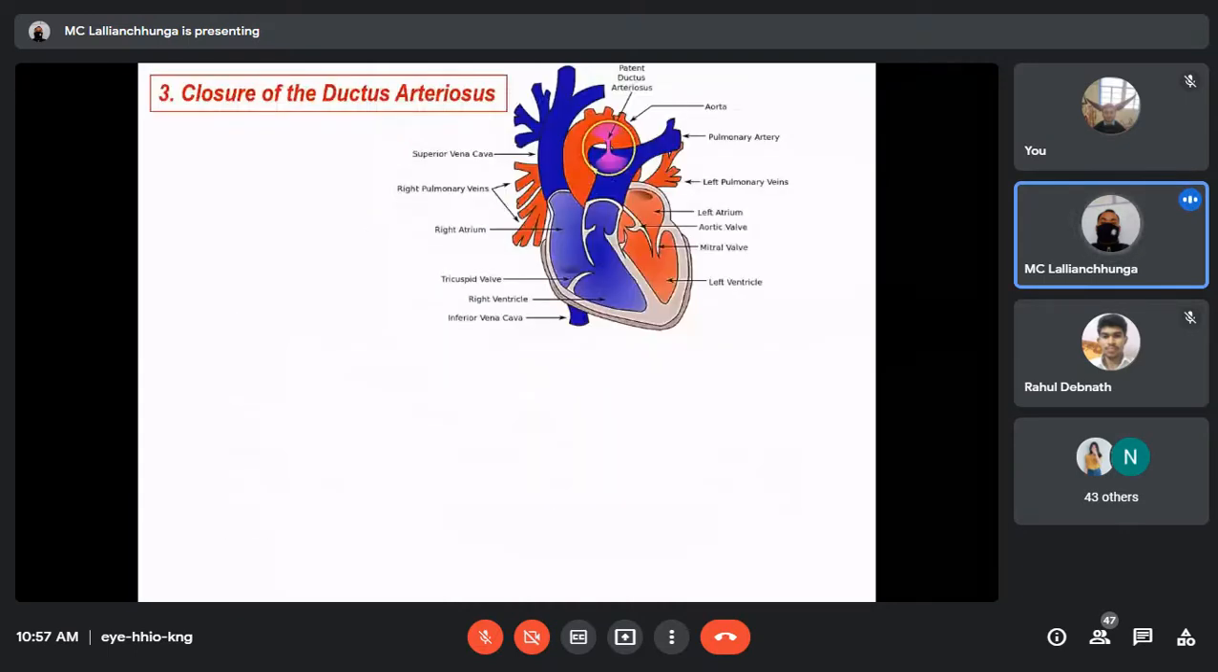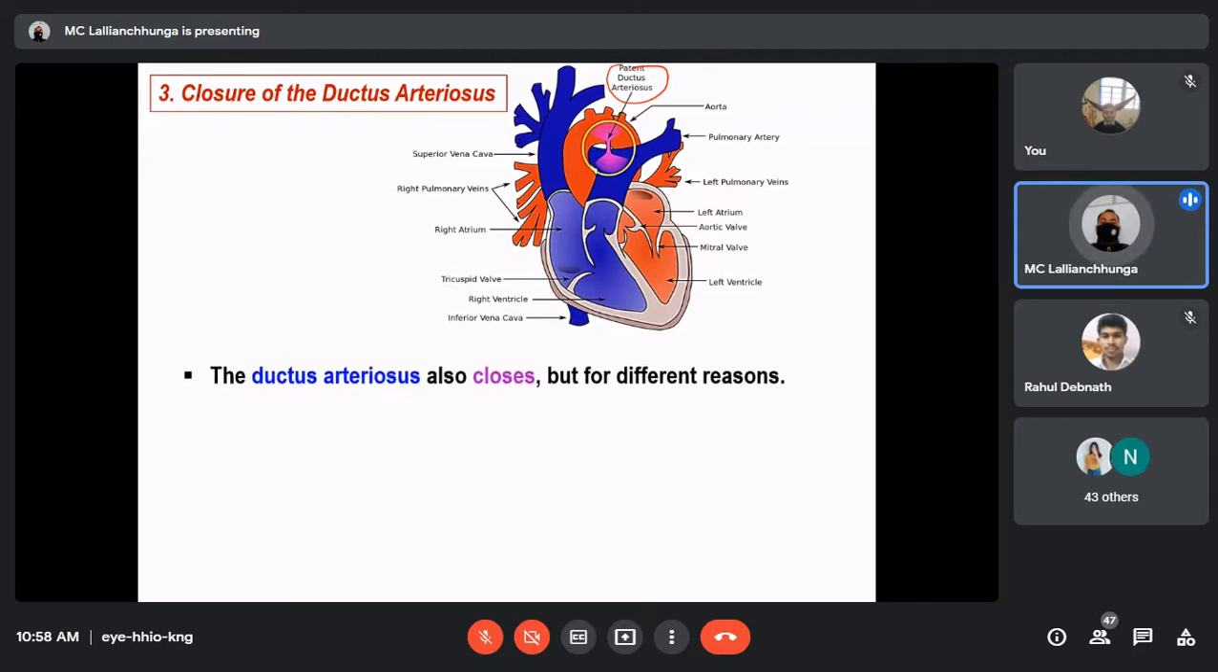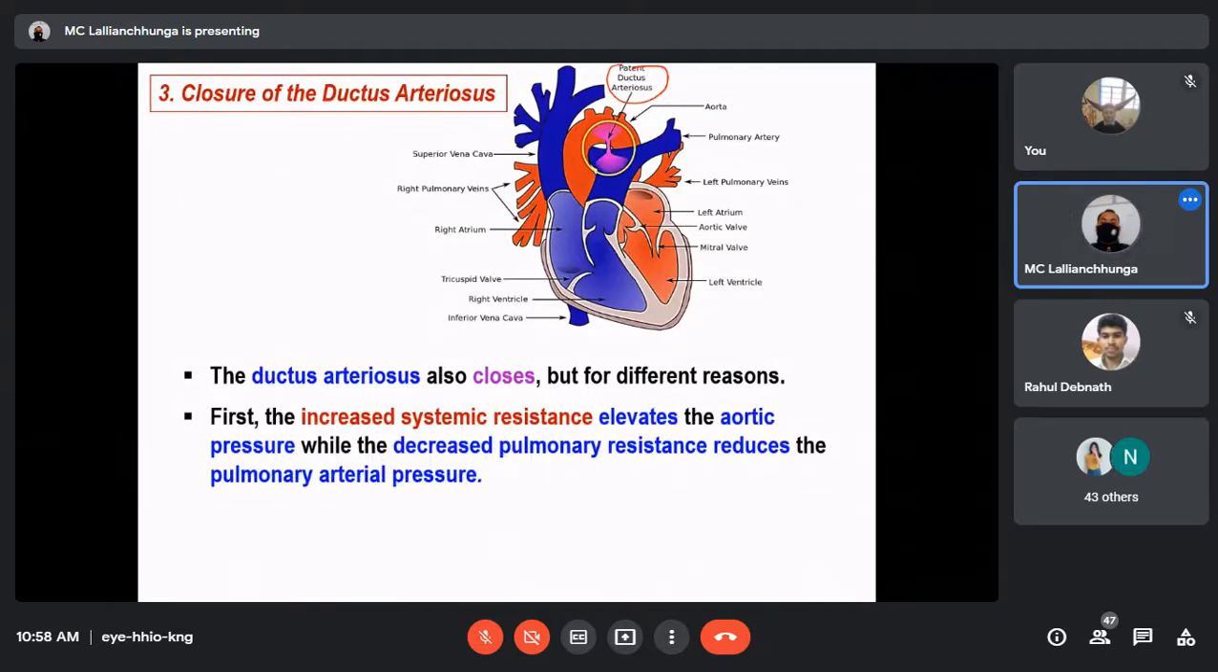I will not repeat. What about the closure of the ductus arteriosus? You see that this is coming from the pulmonary artery into the aorta, and this will also close, but for different reasons. First, the increased systemic artery resistance elevates the aortic pressure, while the decreased pulmonary resistance reduces the pulmonary arterial pressure. That means the blood flow through this area will decrease, because the pulmonary artery has decreased its pressure.